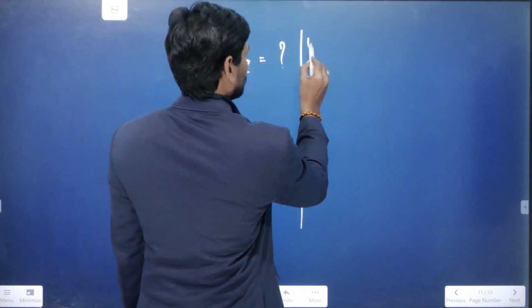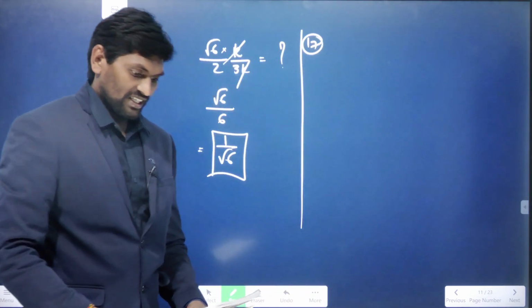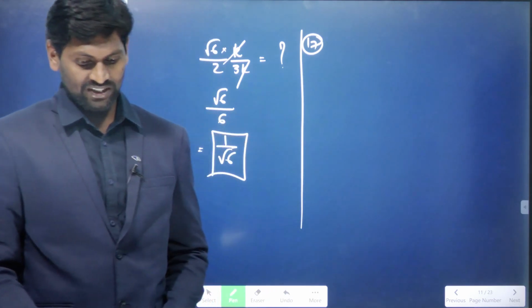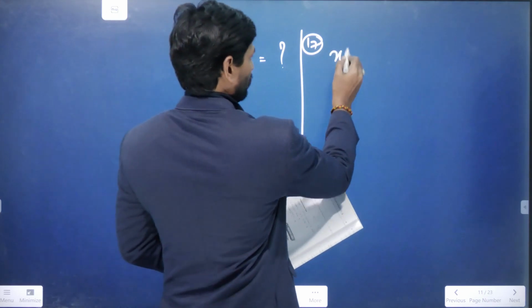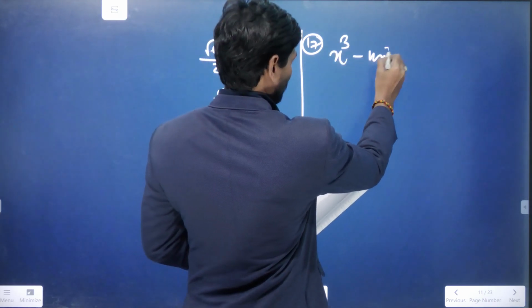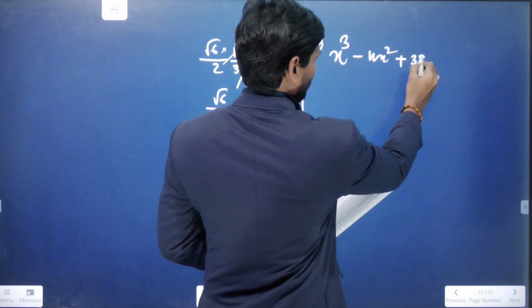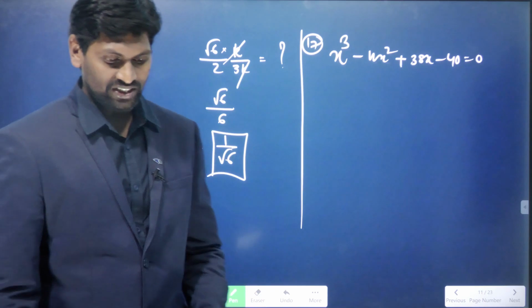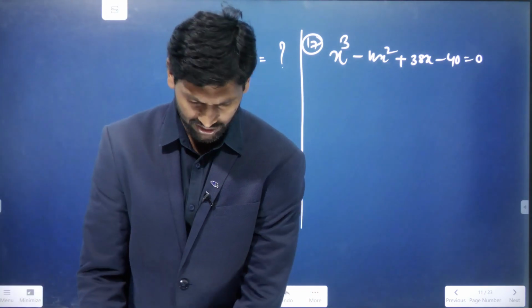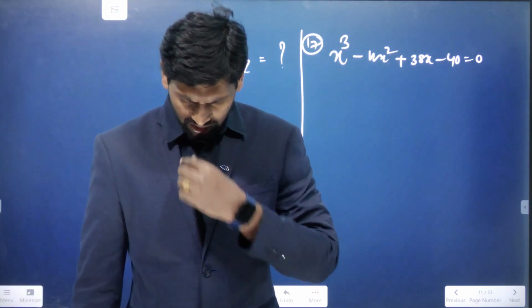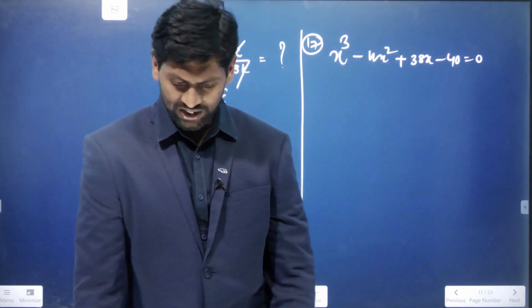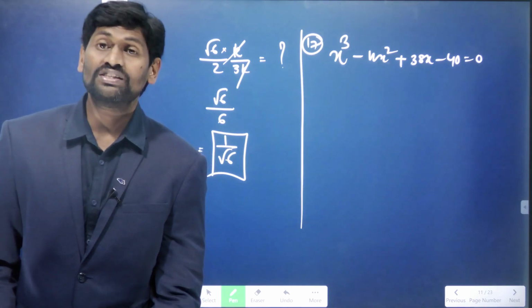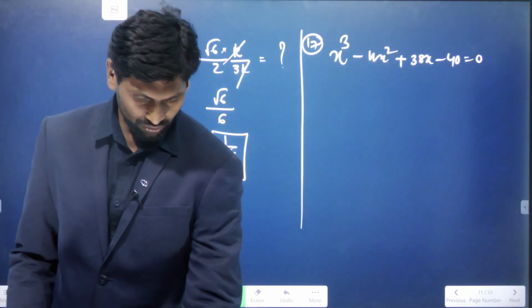Here, the 17th one. In a triangle ABC, the sides a, b, c are the roots of the cubic equation x cube minus 11x square plus 38x minus 40 equal to 0. Then we have to find the value of cos A by a plus cos B by b plus cos C by c.